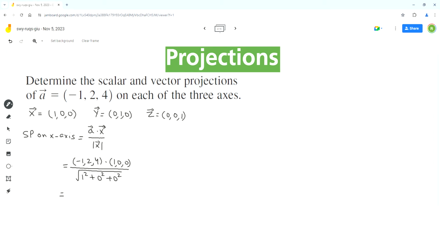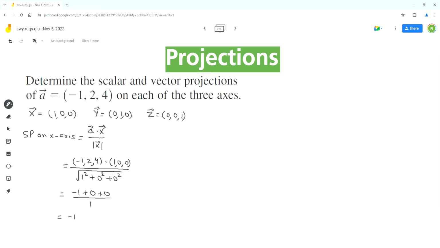Now we can do the dot product in the numerator. Negative 1 times 1 is negative 1, 2 times 0 is 0, 4 times 0 is 0, and in the denominator we get 1. Scalar projection is equal to negative 1.